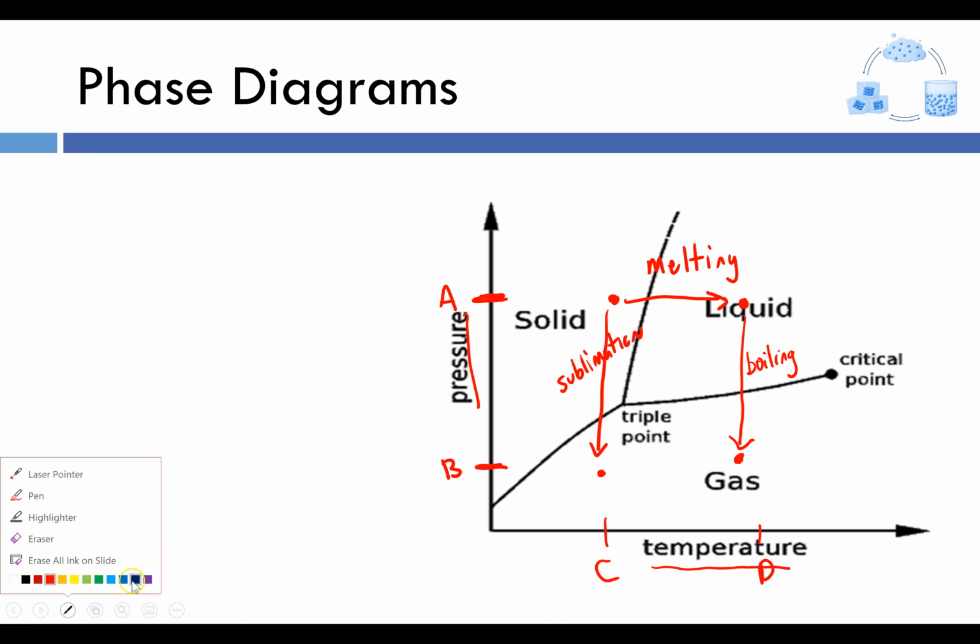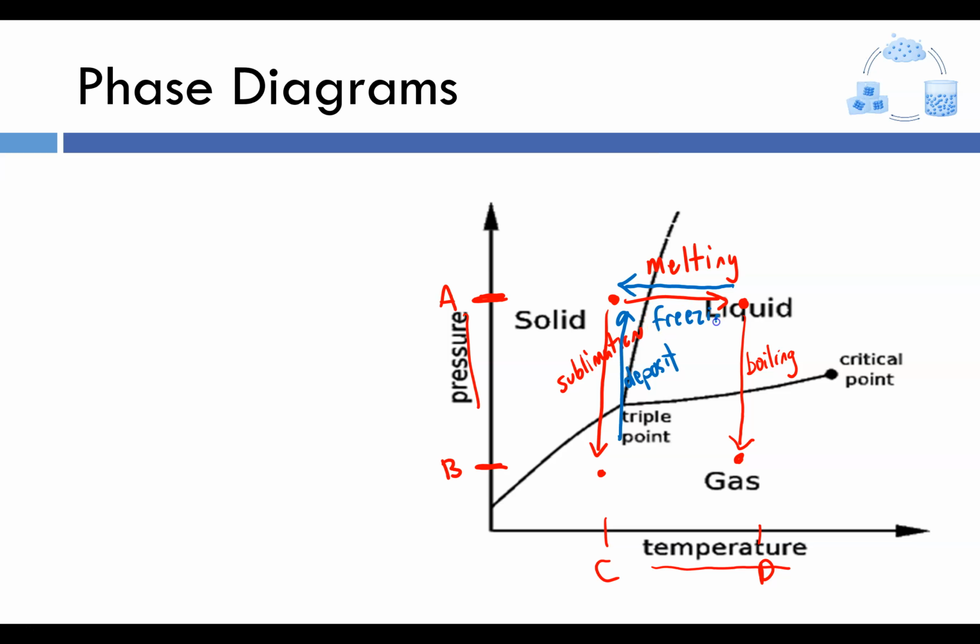I could go in the opposite direction if I wanted to. If I go from pressure B up to A, I get deposition. If I go in the opposite direction, I'd of course have freezing, and finally, condensation. Just a quick review of those phase changes.